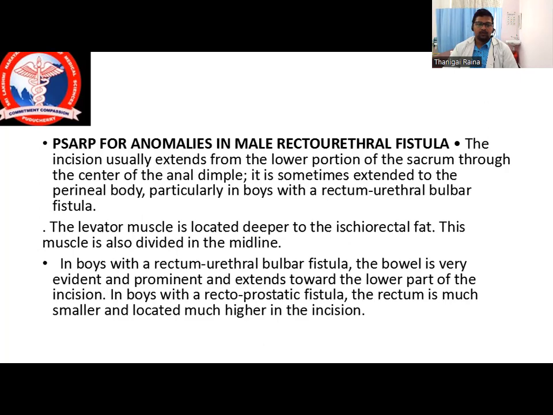In boys with a rectourethral bulbar fistula, the bowel is very evident and prominent and extends towards the lower part of the incision. In boys with a rectoprostatic fistula, the rectum is much smaller and located much higher in the incision. These are the two points you should consider.